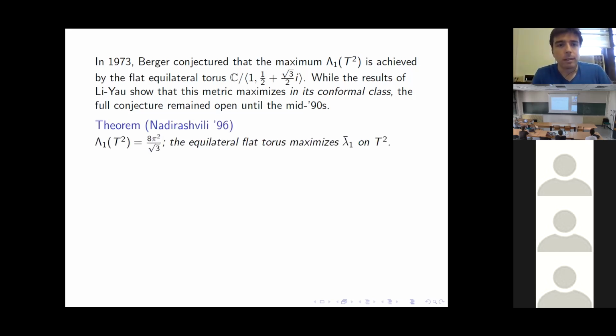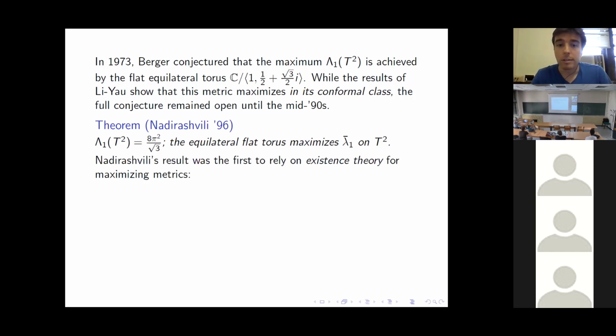Okay, but then in '96, Nadirashvili came along and proved this conjecture. So he showed in particular that the topological supremum of the first eigenvalue in the torus is exactly 8 pi squared over root 3. It's given by the equilateral flat torus. Okay. So the proof is kind of distinct from these previous proofs for S2 and RP2 because it actually relies on the existence theory for maximizing metrics.